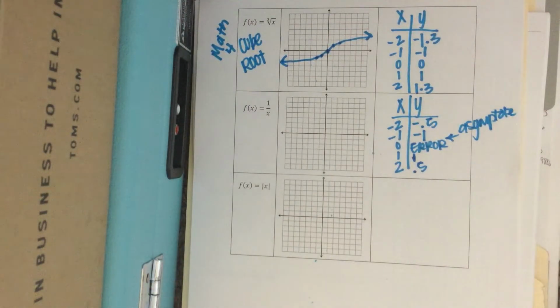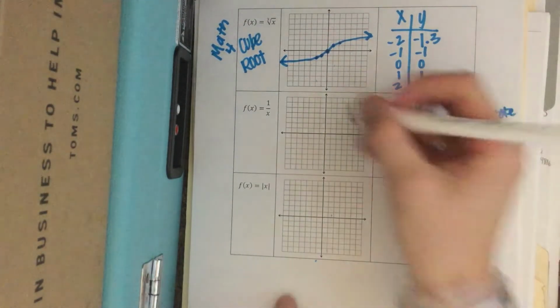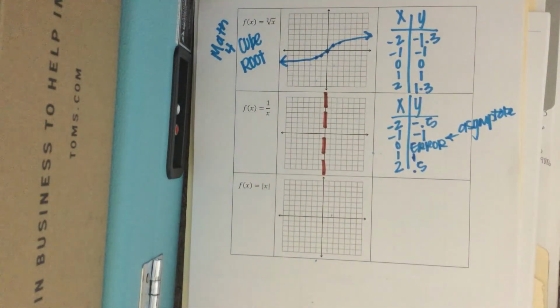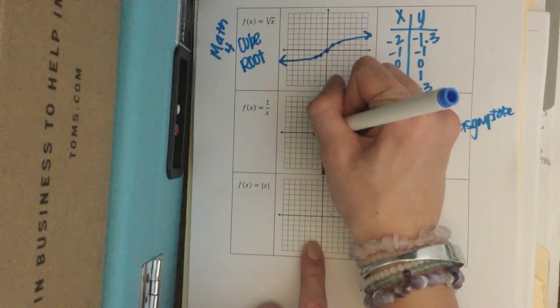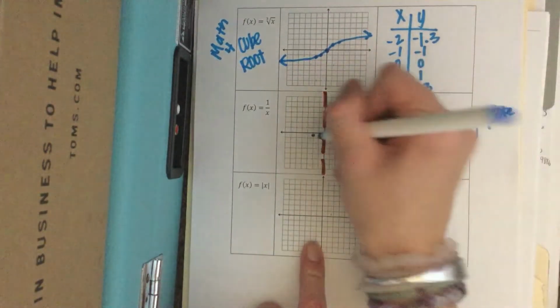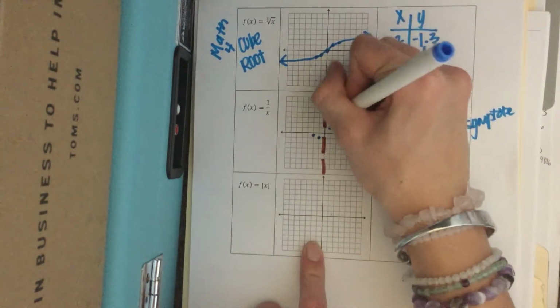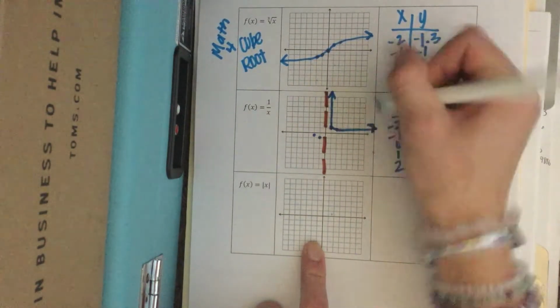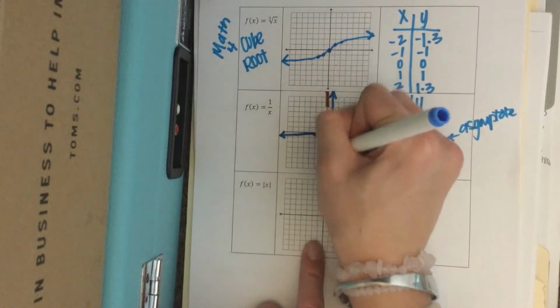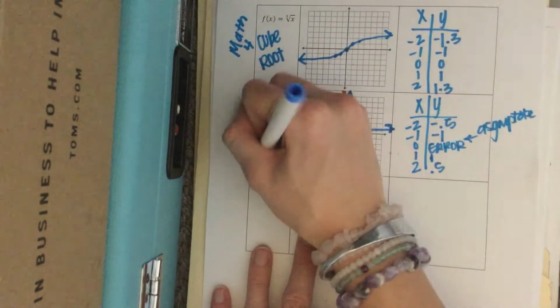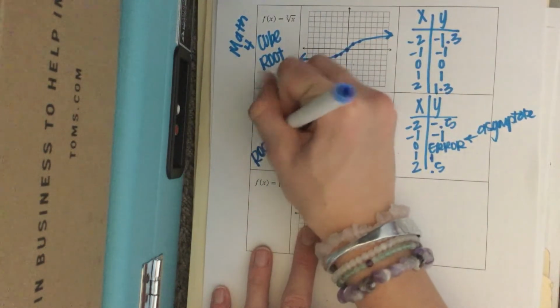Okay, we can draw that asymptote there at 0. So at 0, we have this asymptote right here. So -2.5, -0.5, -1, -1, 1, 1, 2.5. So this goes up, that goes across, this goes across, and then down. Okay? And this is called the reciprocal function.